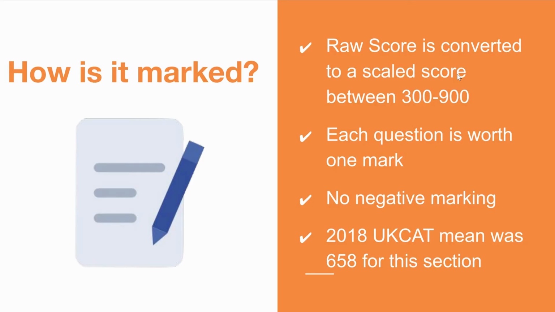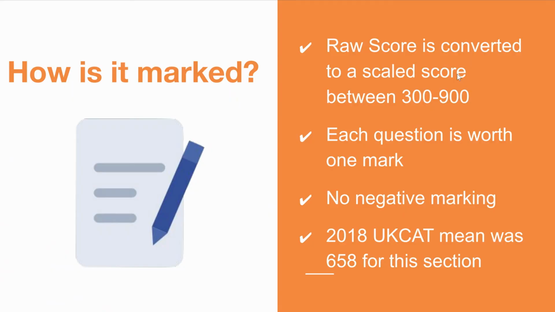How is this section marked? You get your raw score, which is basically how many questions you got right out of the 36, and then they do their own analysis and it's turned into a scaled score between 300 and 900. Same as all the other cognitive subtests, cognitive subtests being every section other than situational judgment. There is no negative marking, so you shouldn't be leaving out any questions, and each question is worth 1 mark.